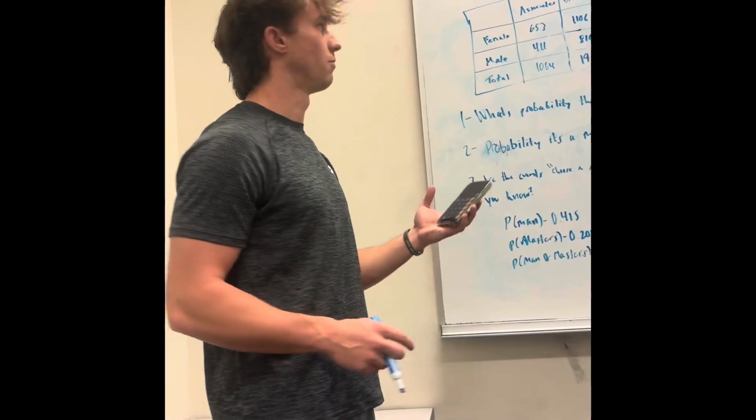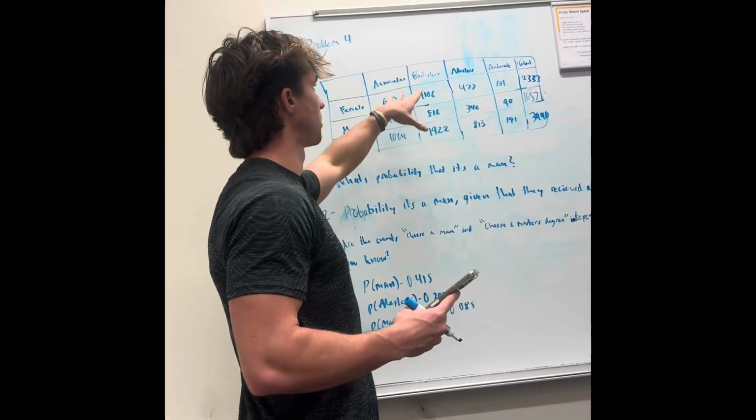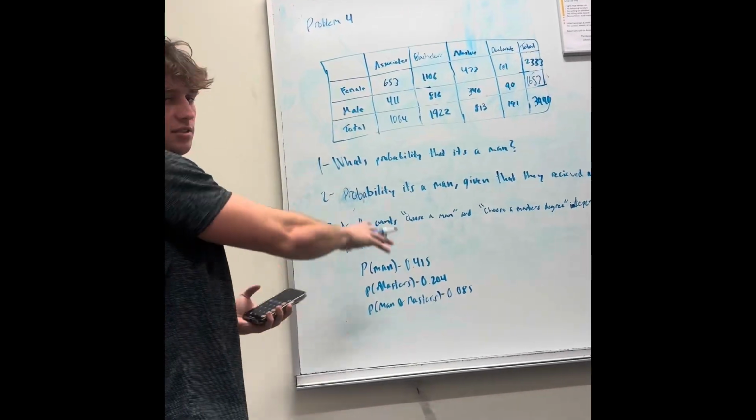All right, so last problem, problem 4. We have our table listed out here. Females and males, and associates, bachelors, masters, and doctorates, with our totals on each side. So we're going to use this to find all the answers to these questions.